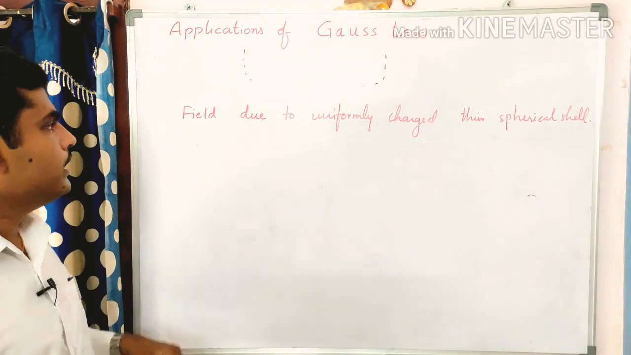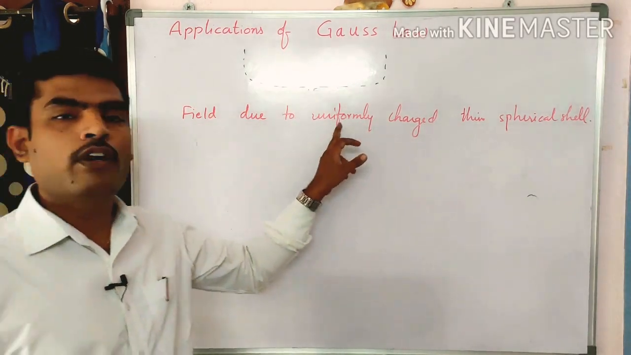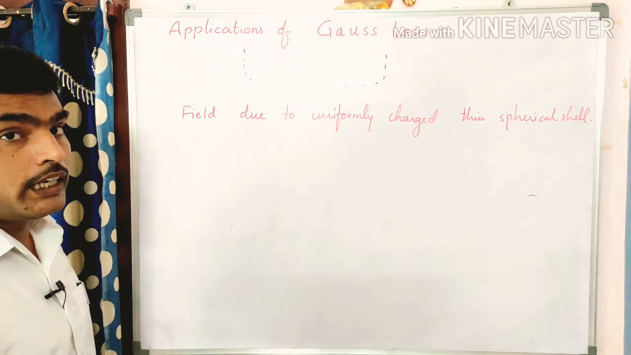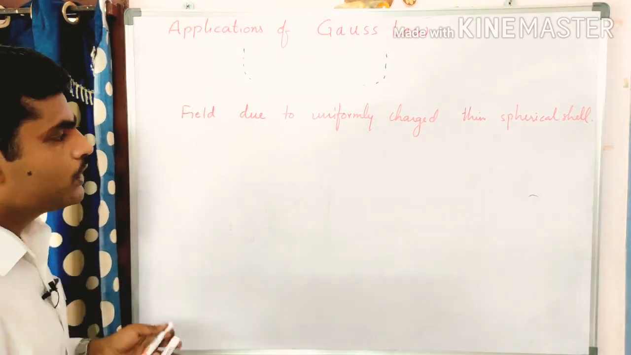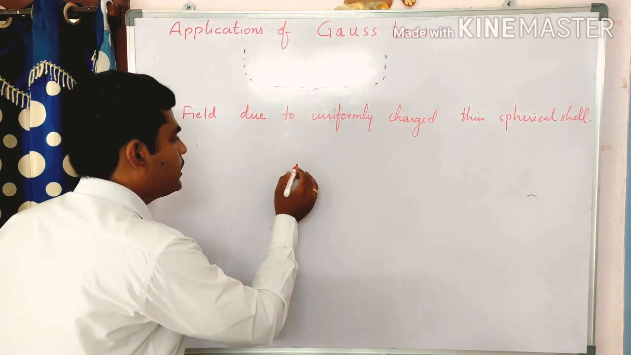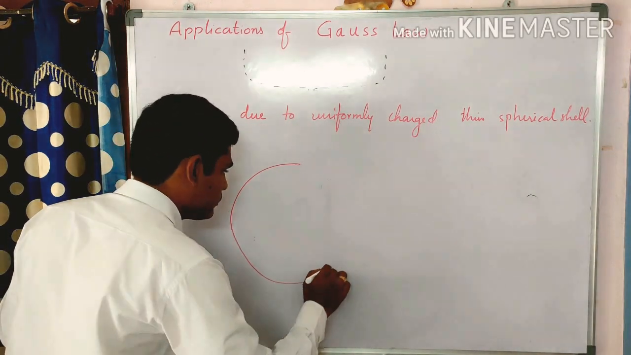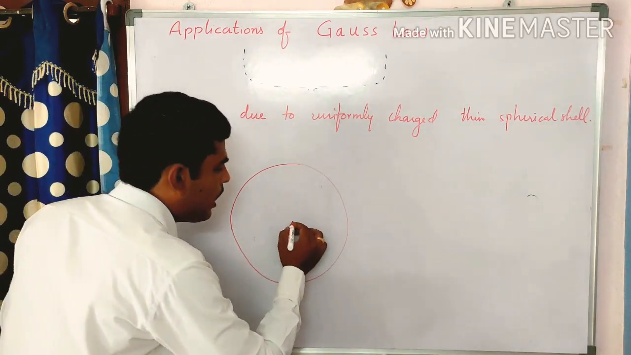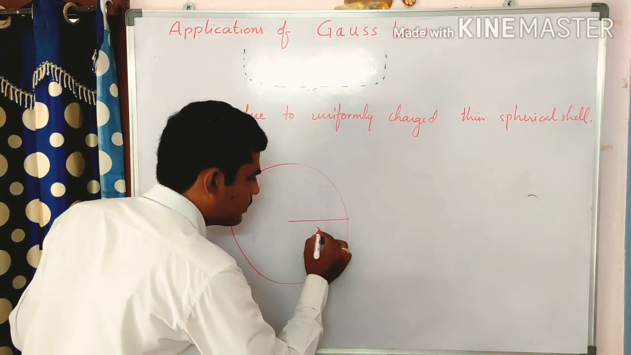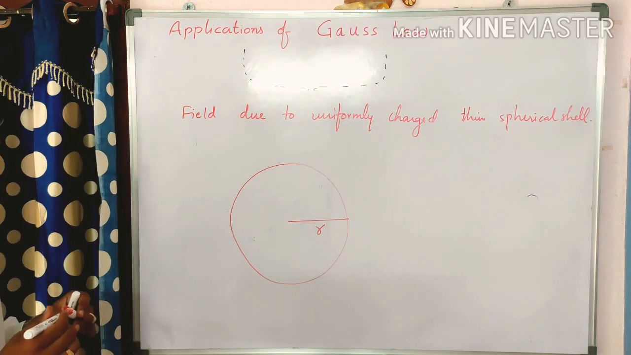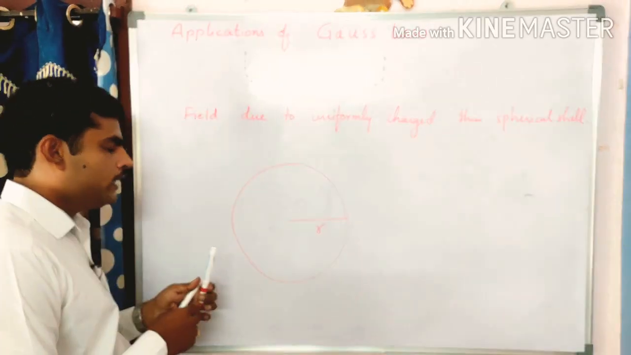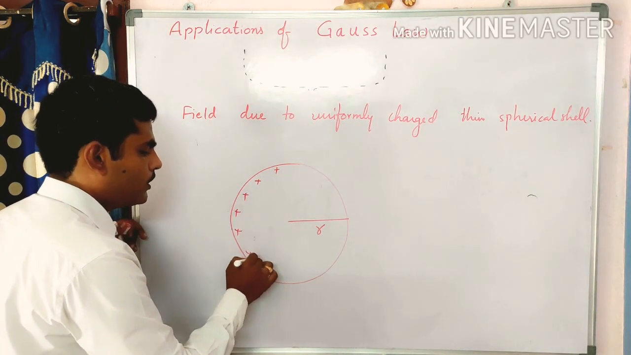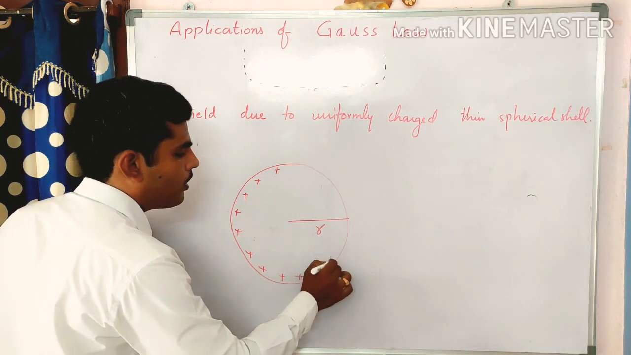The third application is the field due to a uniformly charged thin spherical shell. Now we are taking a thin spherical shell. I will take a sphere of radius r. It is uniformly charged, which means there is charge on the sphere.